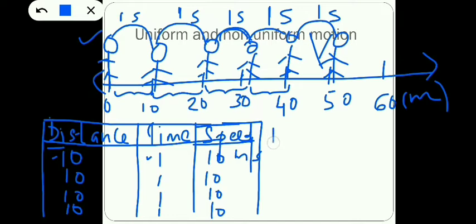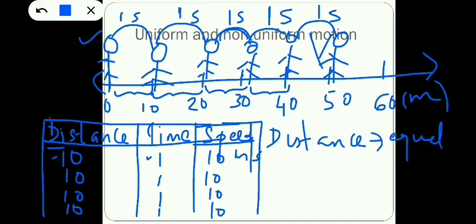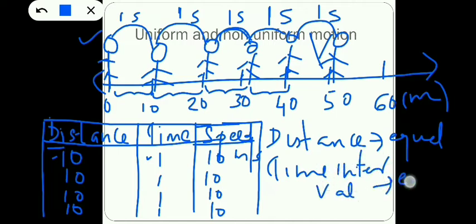Now here, what is the distance traveled? Distance traveled or distance covered is equal, and the time interval is also equal, isn't it? So here the object has covered equal distances in equal intervals of time, right? I repeat, here the object has covered equal distances in equal intervals of time. My dear children, this is uniform motion.